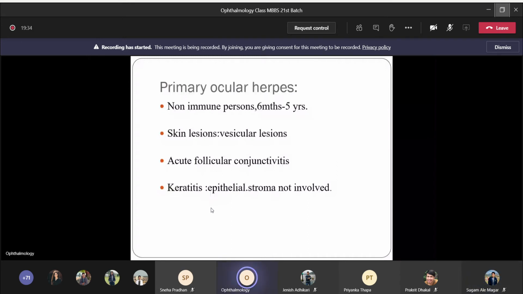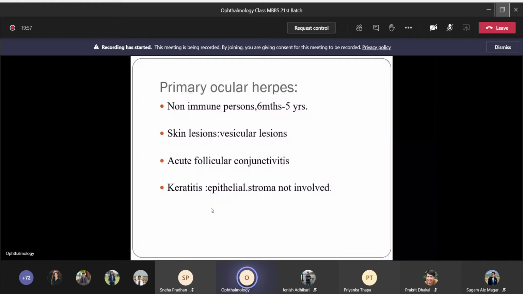So the keratitis is epithelial keratitis. Usually the stroma is not affected. So these are the primary ocular herpes features. We have the skin lesions in the form of vesicular lesions, then the acute follicular conjunctivitis, and the keratitis is usually the epithelial keratitis.